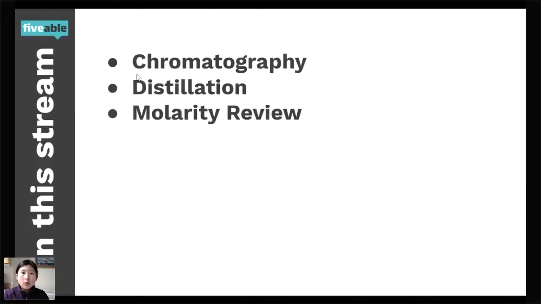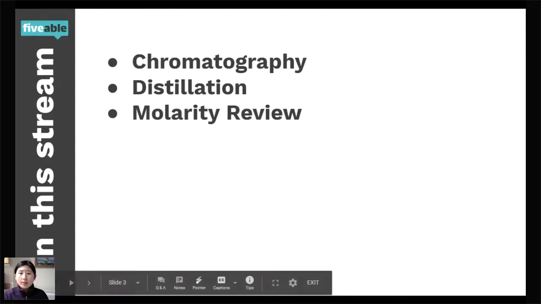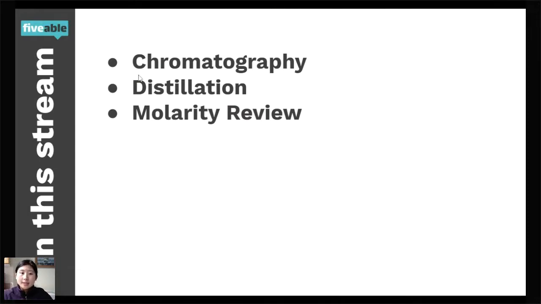All right, so today we're going to go over chromatography and distillation. Those are two types of ways to separate mixtures. And these are also two very common techniques that you're going to use in the lab. When you're separating mixtures, chromatography and distillation are two of the most common ways, so you want to be familiar with them. And then we're going to go over some molarity review to get you more comfortable with converting moles and volume into molarity.